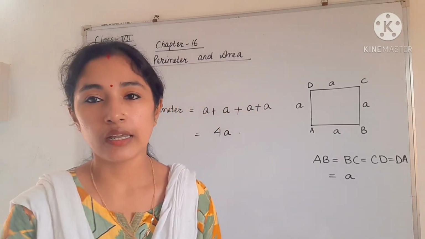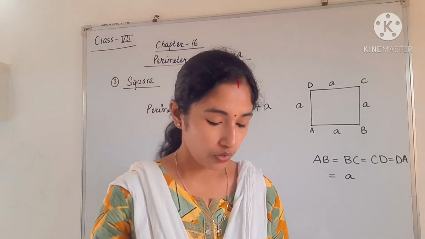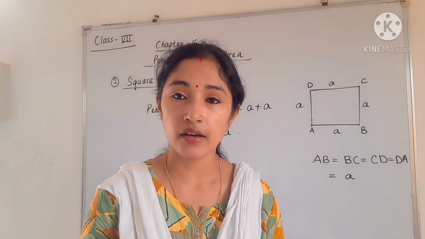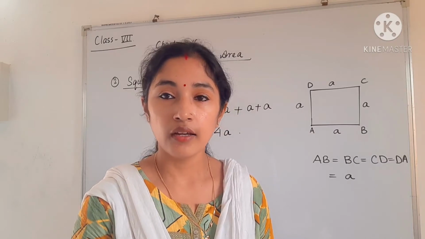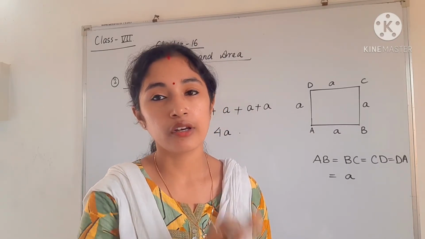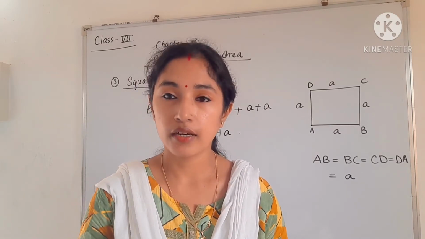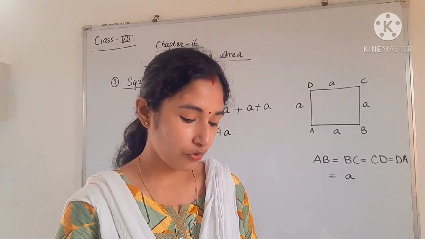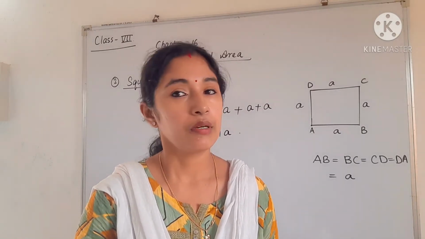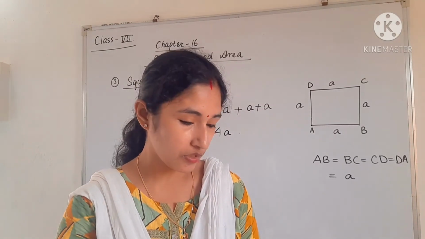Or here you can take the side as a also, okay. Next is parallelogram. Parallelogram is same as rectangle. Only the difference is that in a parallelogram, each angle is not equal to 90 degree, but in a rectangle, each angle is equal to 90 degree. Okay, so therefore the perimeter is same as the perimeter of rectangle.